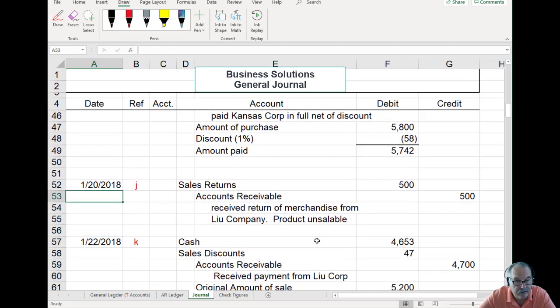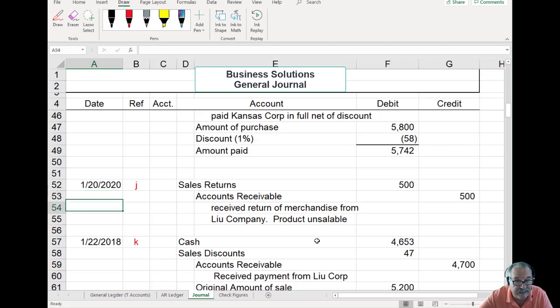Transaction J on the 20th of January. This transaction, we gave a price reduction to Lou for some reason. Maybe it was non-conforming or whatever happened. They returned it and it was bad. It was broken. It was spoiled. And so we can't resell it. So we're just going to get rid of it. If we were going to resell it, we would put it back into inventory at our cost. But in this case, we're not going to resell it because it's trash. So we debit sales returns, $500, and credit accounts receivable for $500 for the Lou company.